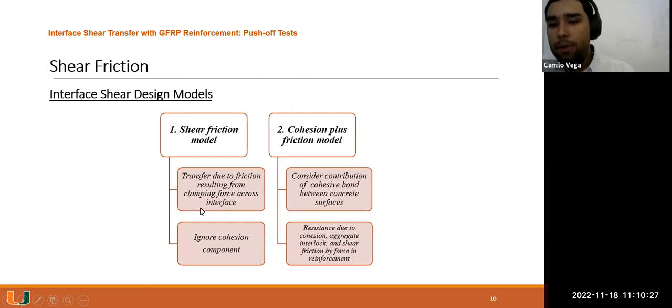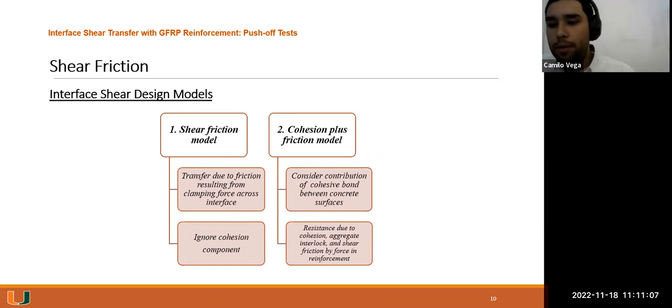Cool. Now I want to talk about the design models of the shear friction. So actually there are two main models. The shear friction model is the simplest design model. This model ignores the cohesion component and assumes that the shear transfer is only due to the friction resulting from the clamping force across the interface. So in this case, the slip or the relative displacement in the transfer reinforcement develops tension and provides the clamping force across the interface.